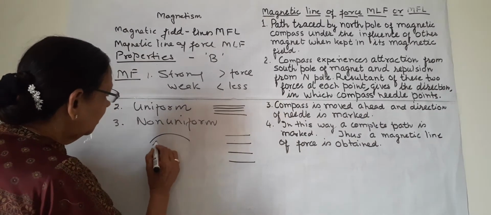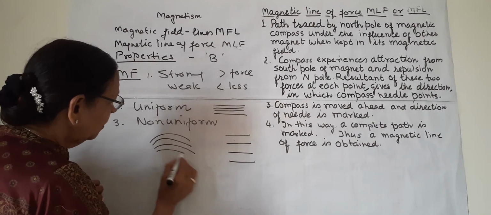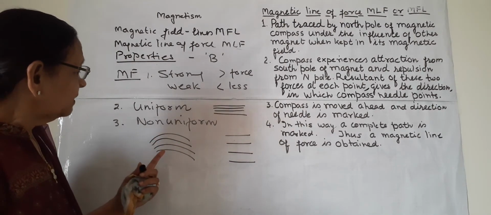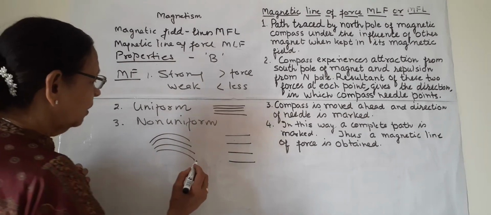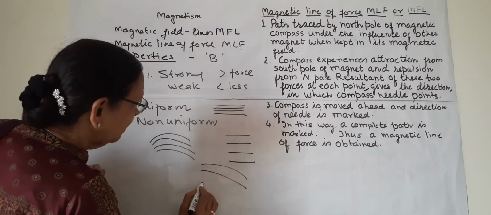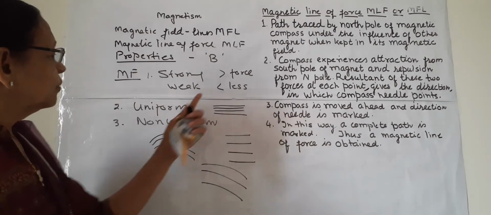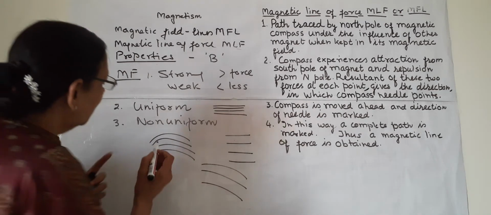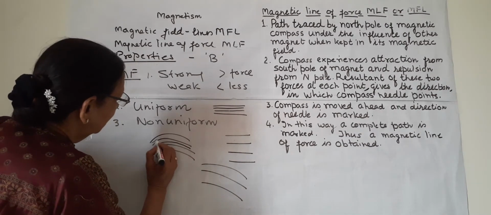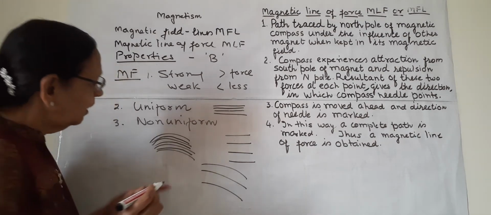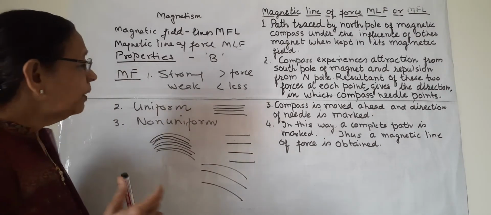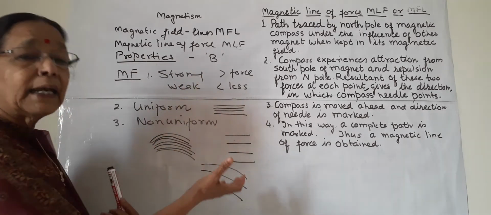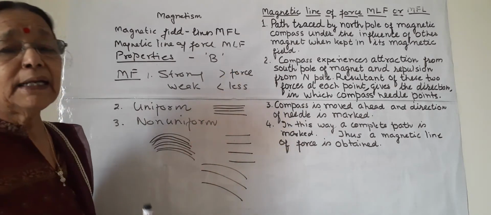Non-uniform, they are not parallel. They go in any direction, forming curves. So this is non-uniform. We can say it is non-uniform strong, and non-uniform weak may be like this. So this is uniform strong, uniform weak, non-uniform strong, or we can make it like this. This is non-uniform strong and this is non-uniform weak. So this is how the magnetic field can be depicted by these magnetic lines.